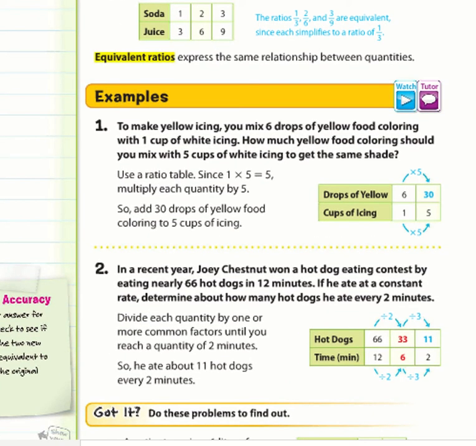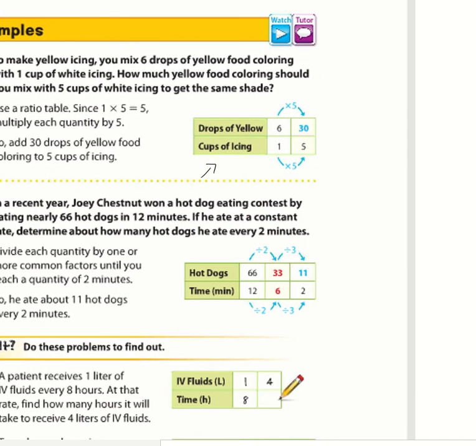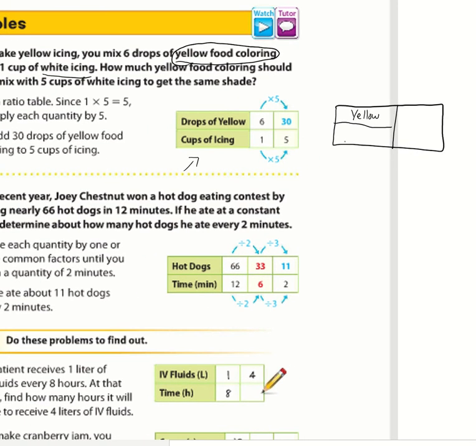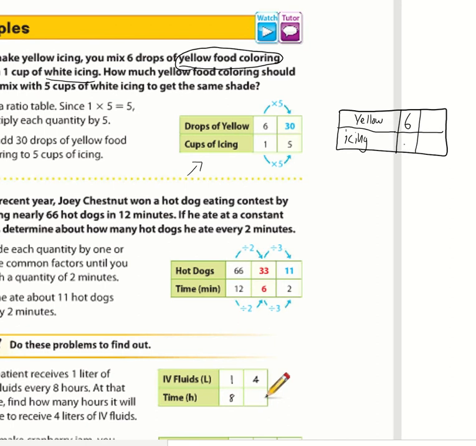Example 1. To make yellow icing, you mix 6 drops of yellow food coloring with 1 cup of white icing. How much yellow food coloring should you mix with 5 cups? Well, that's when we create a table, just like they did here. So we have yellow food coloring and white icing. I'm actually going to highlight this first one. So what we have is 6 drops of yellow to 1 cup of icing.